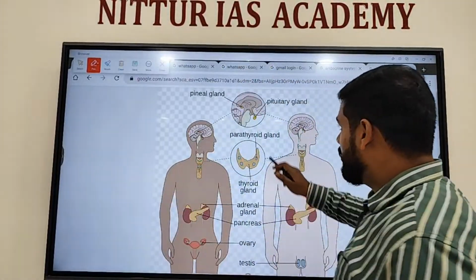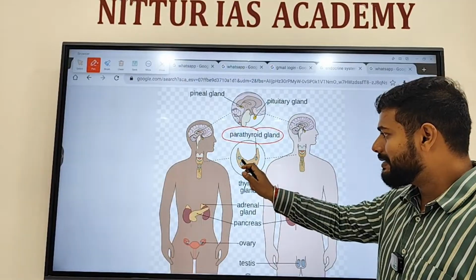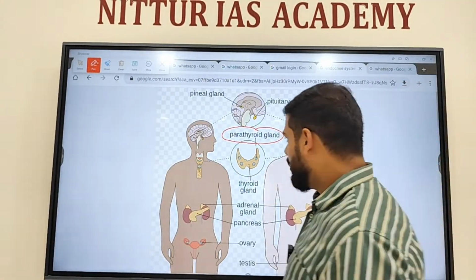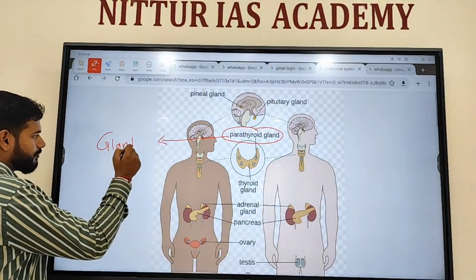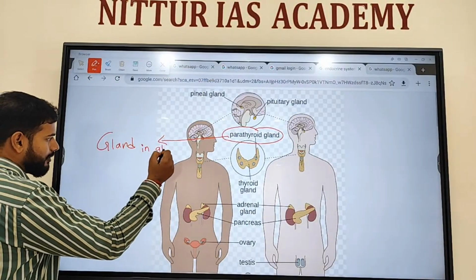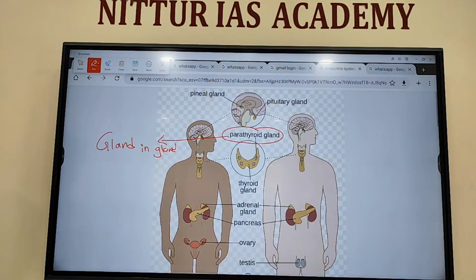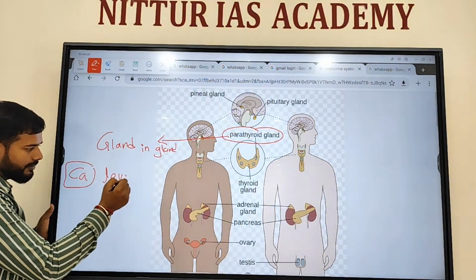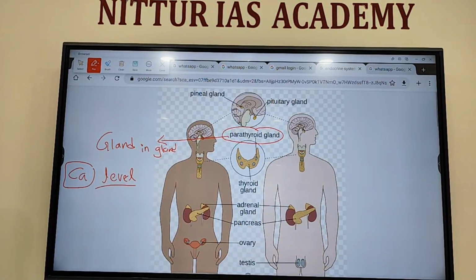Then let's move on to the parathyroid gland. The parathyroid gland is present inside our thyroid gland, a bead-like structure. It is called a gland in a gland. It is present inside the thyroid gland, right? Its only function is to maintain the calcium level in the human body.